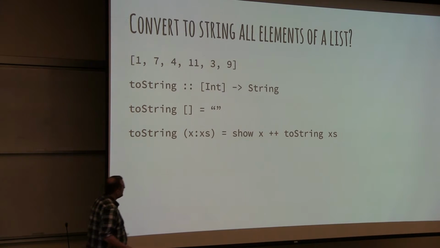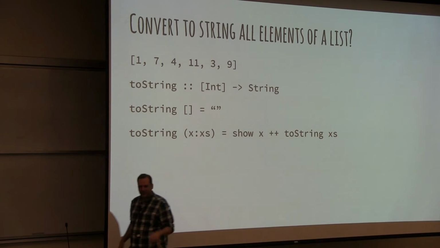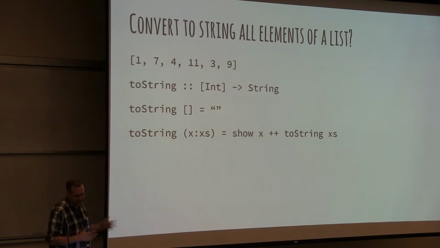The only complicated part is that show is a function. Most languages go automatically from anything to string, and Haskell is more principled in that, and you need to call the function show. But basically, this gives together one big string with all the numbers inside.